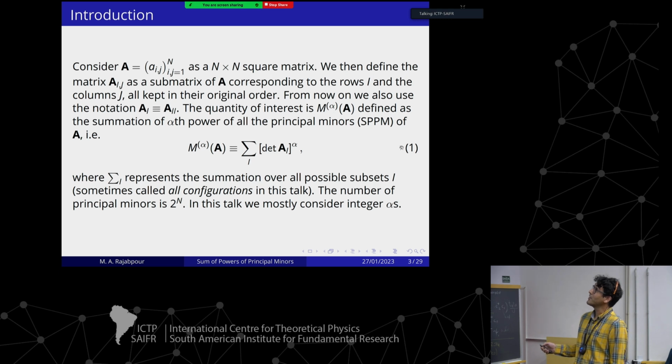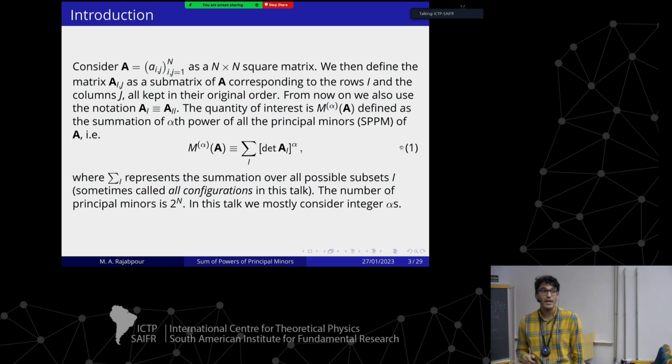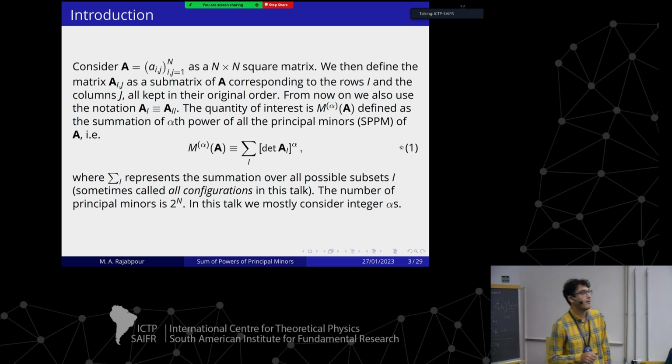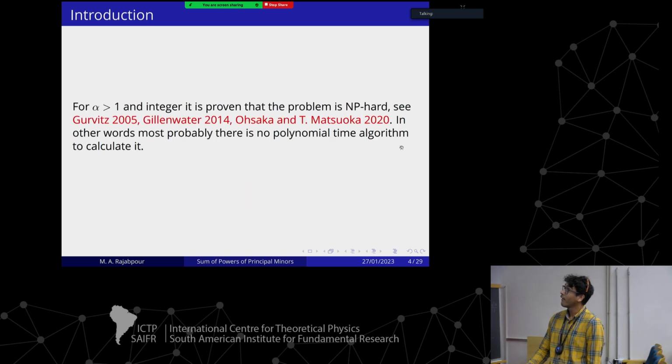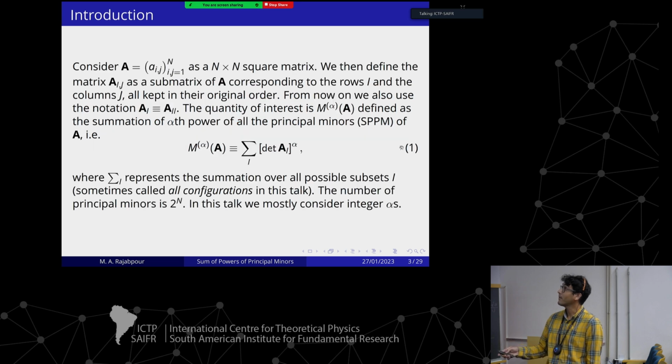And what I'm interested in is the sum of the power alpha of these principal minors. If you have a matrix of size n by n, the number of principal minors, by simple combinatorics, is 2 to the power n. So I would like to see how I can calculate this. Then you may say, well, is there anything interesting there? Well, the point is, sorry, I'm jumping ahead.